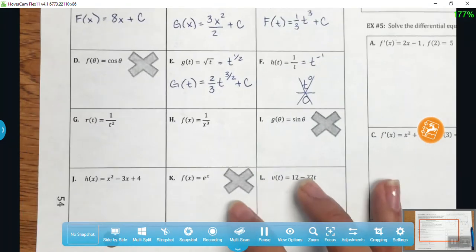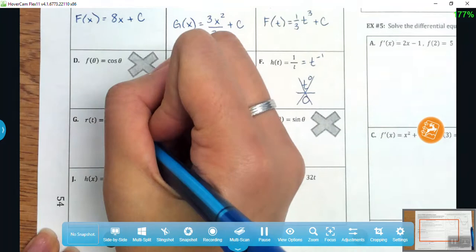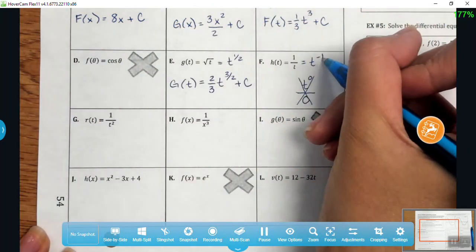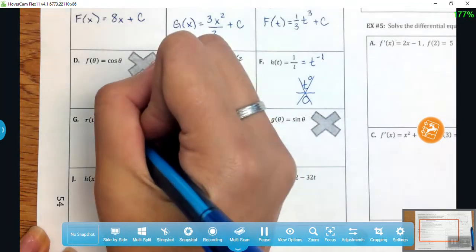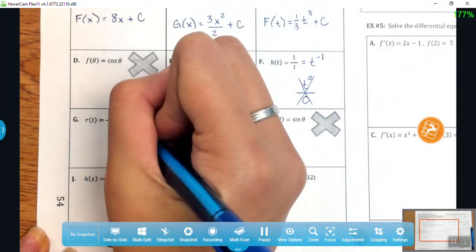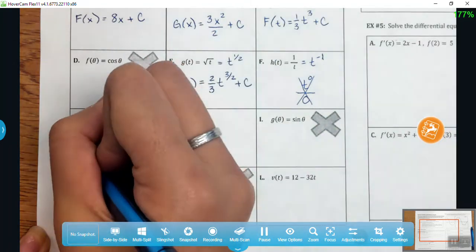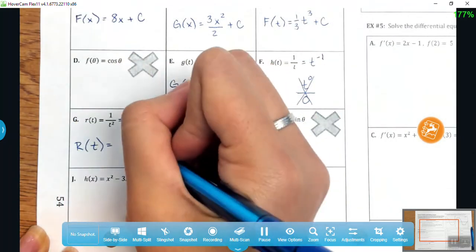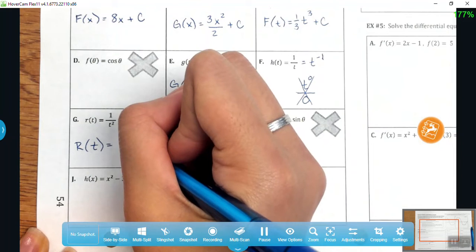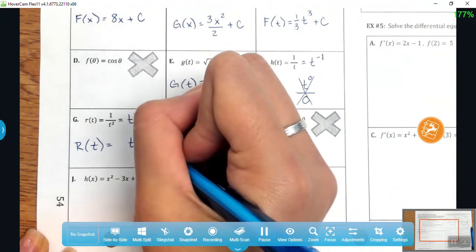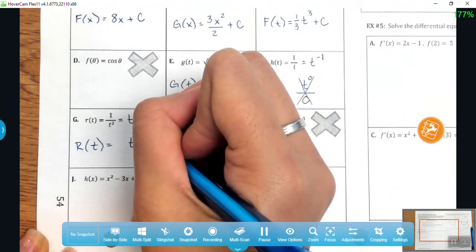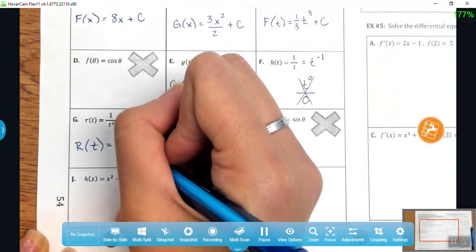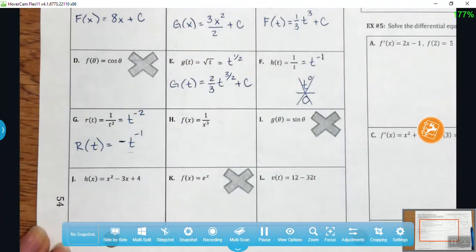Okay, G. This one still works. Anything to the power of a negative exponent other than -1, you can still integrate. So this is t to the -2. Capital R of t equals t to the -1, divided by -1, so we might as well just put a negative out in front, plus c.